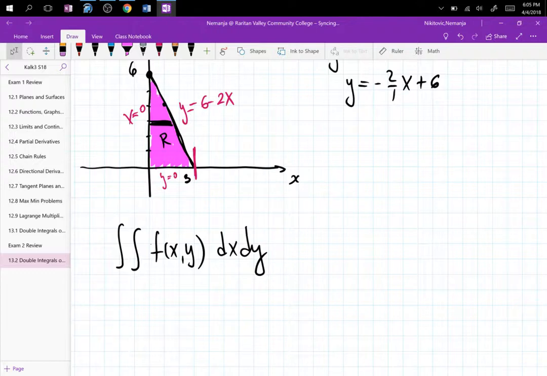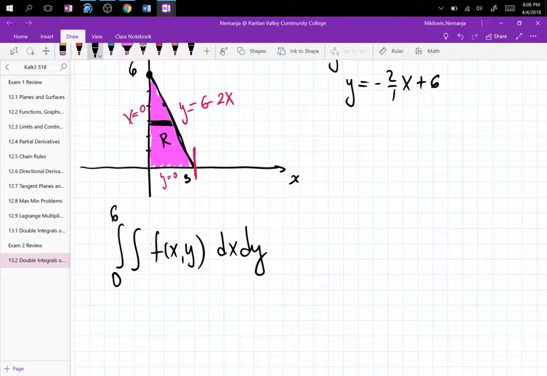Do we all see that? The lowest it can be is 0. That's the outer limit, 0. And then the highest it can be is 6. That's for dy. You worry about lowest and highest. For dx, you worry from left to right. So now we have 0 to 6 on the outer for dy. Now we need the inner ones, right?